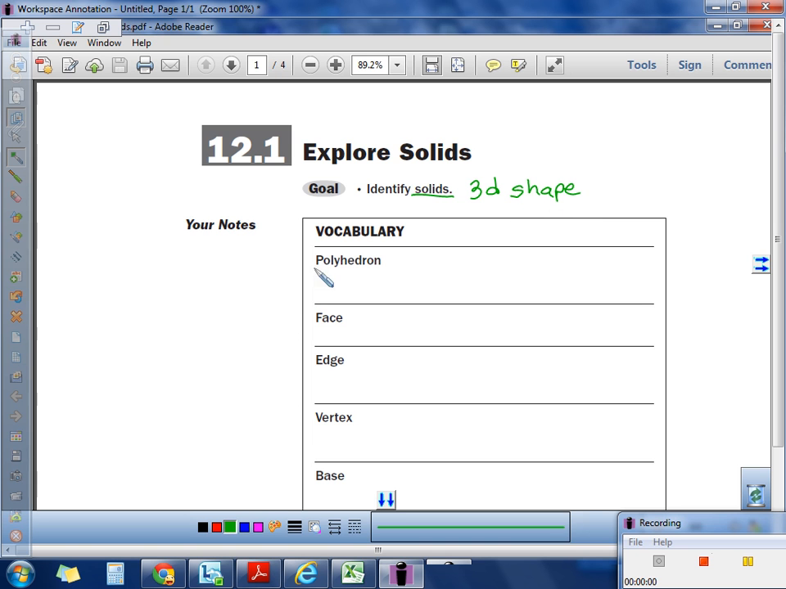Another word we call it is a polyhedron. Now this is more specific. It's more of a geometry term. Poly means many sides, so many-sided shape would be a good definition. And the key thing about a polyhedron, it has no curves. No curves.